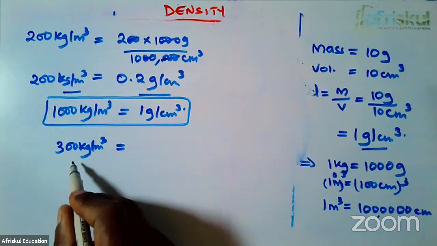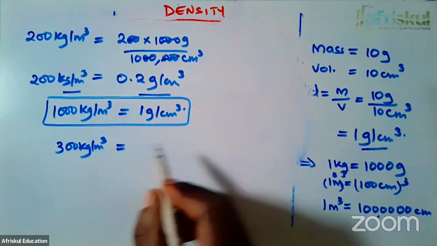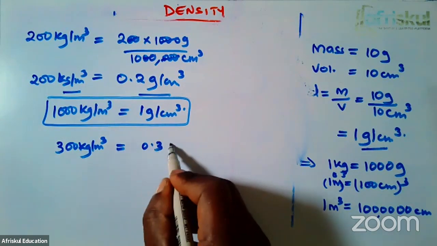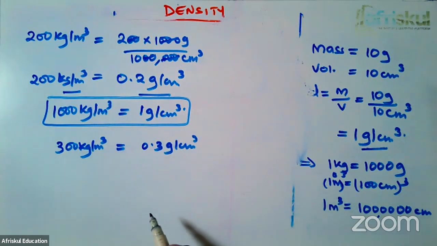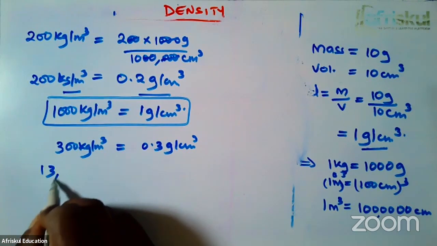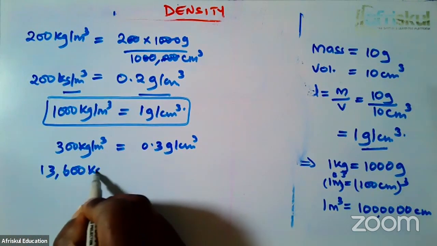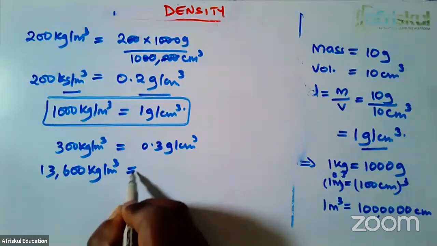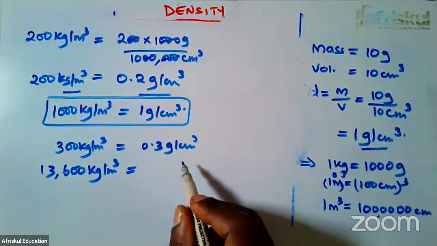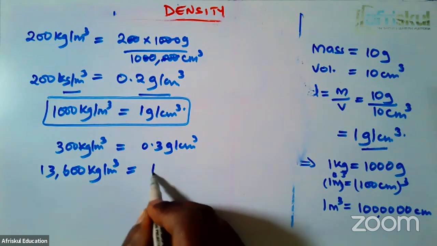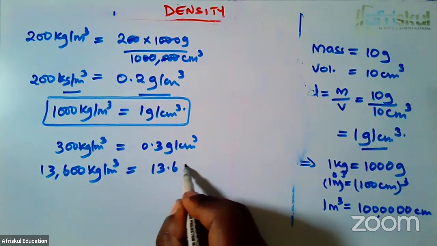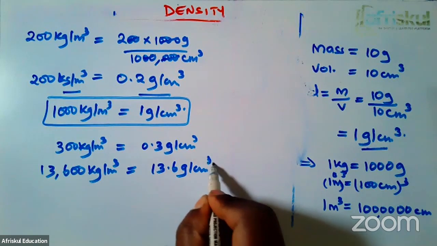You just divide by 1,000. So that gives you 0.3 grams per cubic centimeter. The density of mercury is 13,600 kilograms per cubic meter. What is it in terms of grams per cubic centimeter? You're going again to divide this one by 1,000, and therefore it will give you 13.6 grams per cubic centimeter.